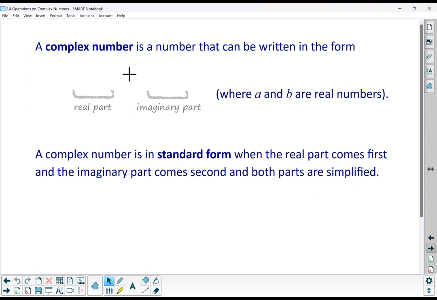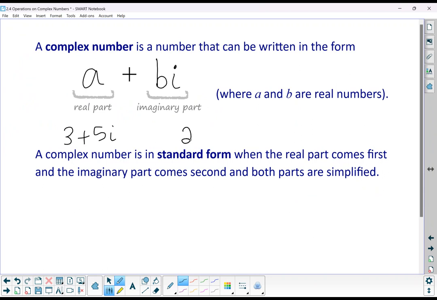So a complex number is a number that can be written in the form of a real number plus an imaginary number. So maybe, for example, 3 plus 5i or 2 minus 7i. A complex number is in standard form when the real part comes first and the imaginary part comes second, and then also both parts should be simplified.